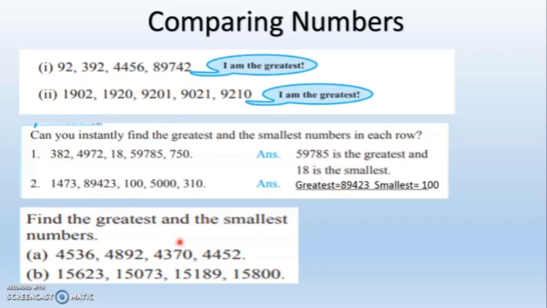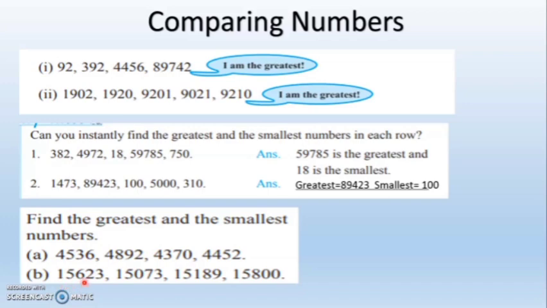Find the greatest and smallest numbers. Can you find the greatest and smallest numbers here? Let's see. All the numbers are having 4 digits. So we are going to see the digits one by one. First digit, 4. All are having 4. Second digit. Here it is 5. Here it is 8. Here it is 3. Here it is 4. Which one is the greatest? This one. And which one will be the smallest? Second digit of each number: 5, 8, 3, 4. This one.